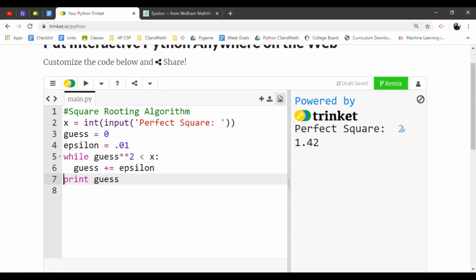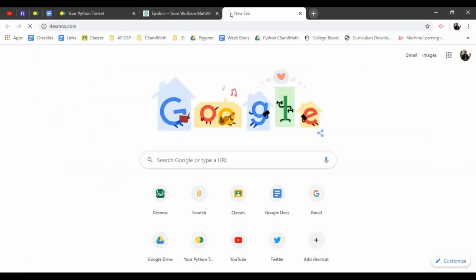1.42. We could mess around with how to change that. For example, I could make this 0.01. Let's try that again. If I say guess, and I'm going to do 2, square root of 2 again, 1.41. See, we're getting closer and closer, and the smaller you made this epsilon, the closer and closer you'd get to the real solution.